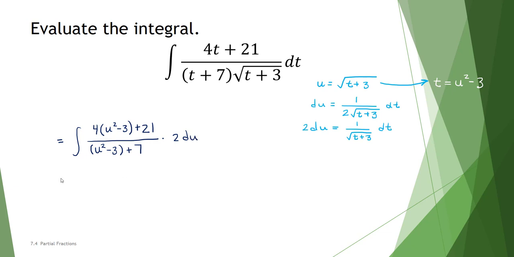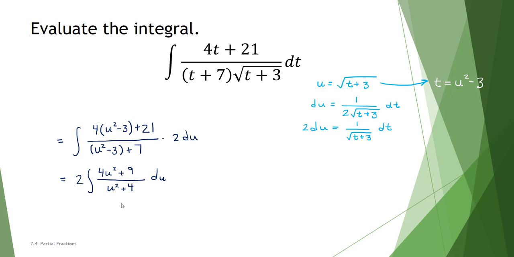Now I'm just going to do some algebra to clean up. The 2 can come out front. On the top I can distribute the 4. We have 4u squared plus 9. And on the bottom I can combine those terms to get u squared plus 4 du. Now I notice that the top and the bottom of my fraction have the same degree. Therefore, I need to simplify this fraction before I go any farther.